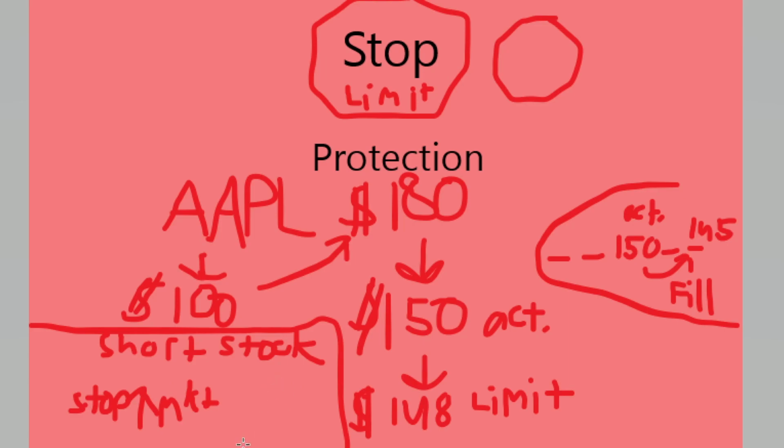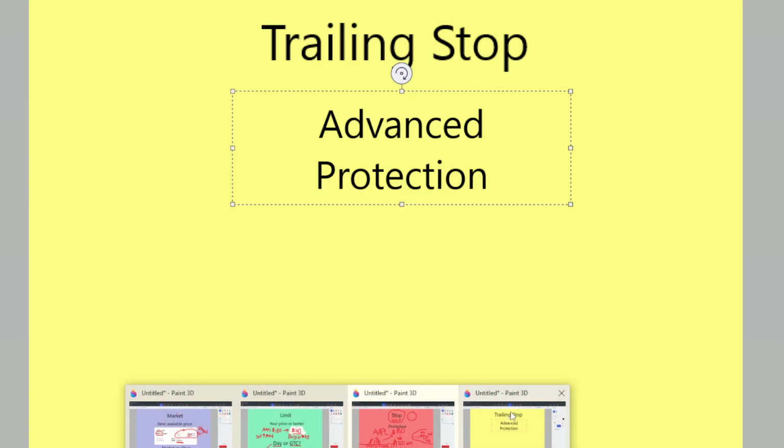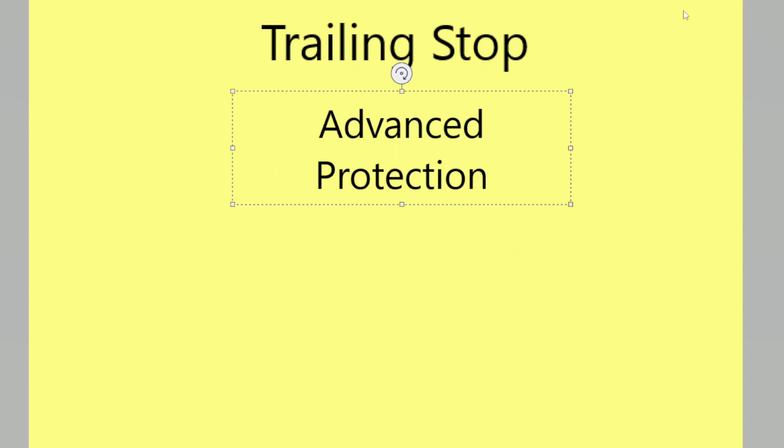So a couple different use cases for a stop. Same exact thing for a stop limit whenever you're looking at short stock. So that's basically your stop orders in general. That's great. We have one final order to bring, and it's going to be a lot more advanced of an order here, and the reason why I put advanced protection here. So this is a trailing stop.